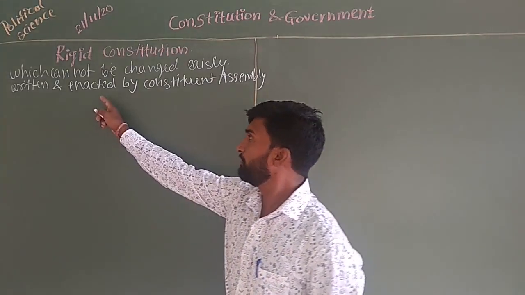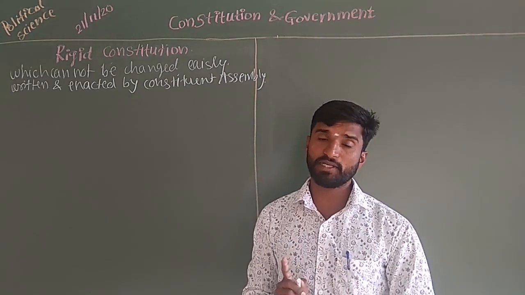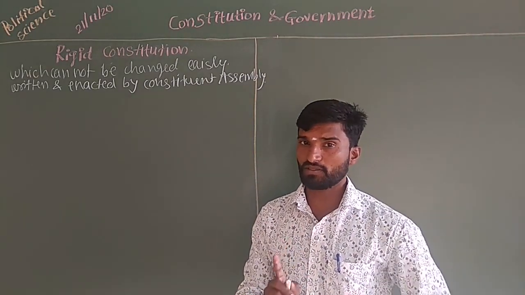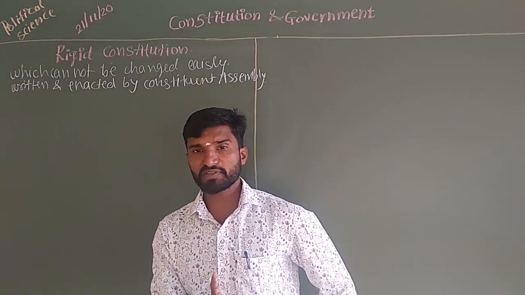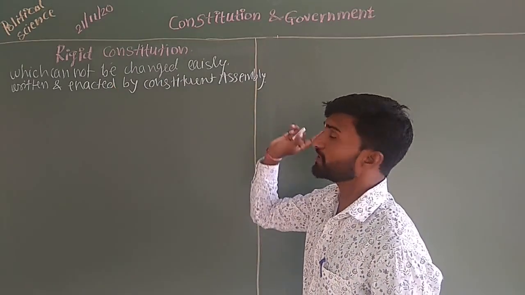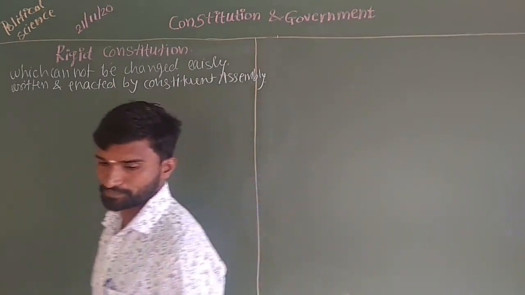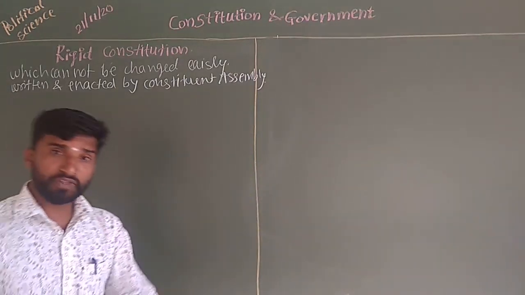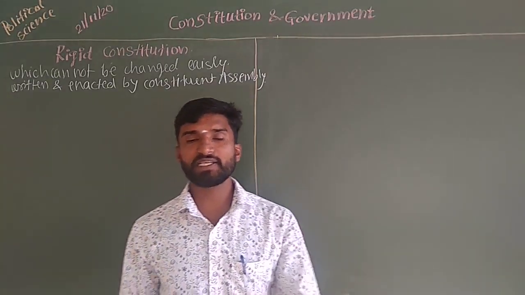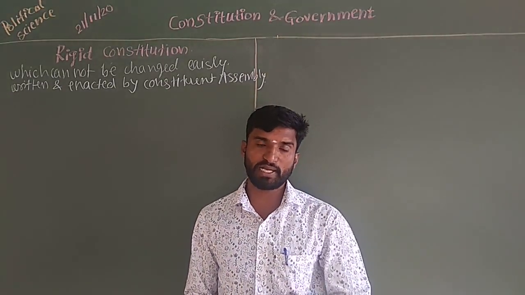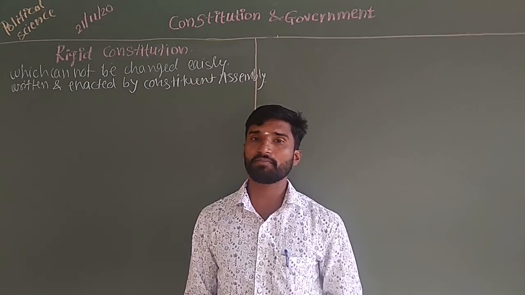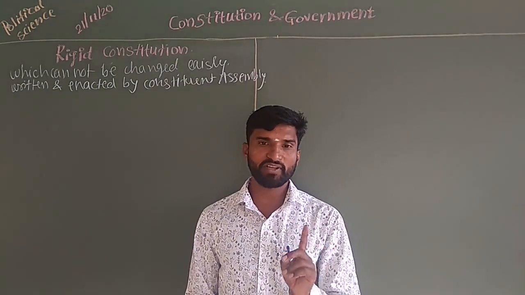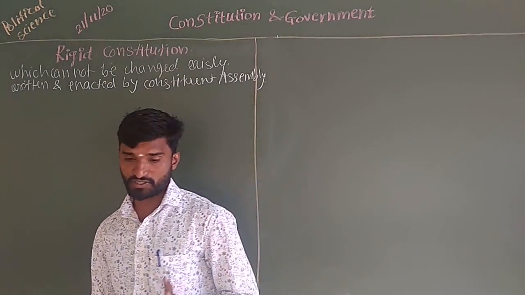Only it is made by the Constituent Assembly, not by the Parliament. That is the main difference between rigid constitution and flexible. Now the limitation: the Parliament of the country can frame law within the limitation of the Constitution, and the executive can enact it according to the Constituent Assembly, but they don't have any right to change it.